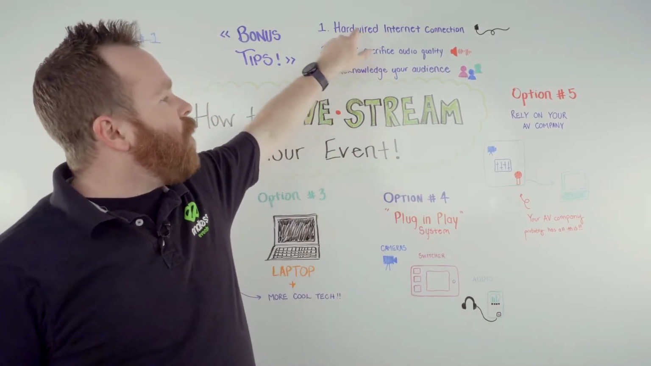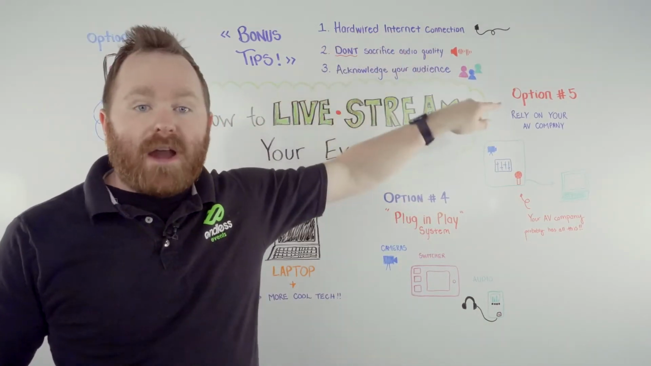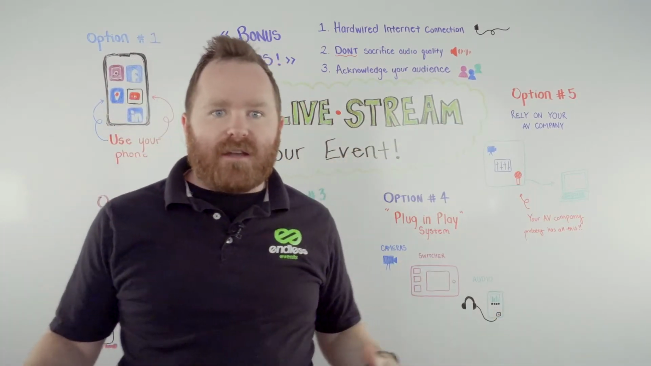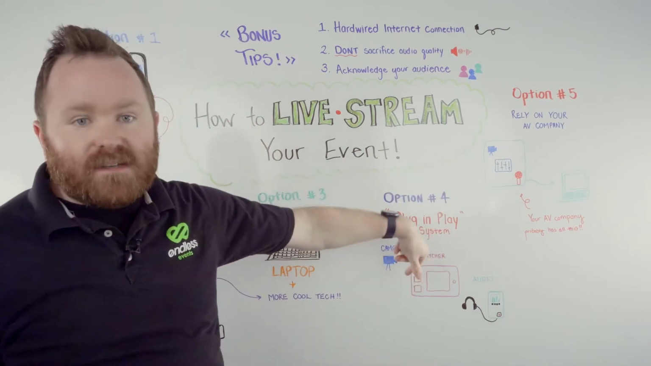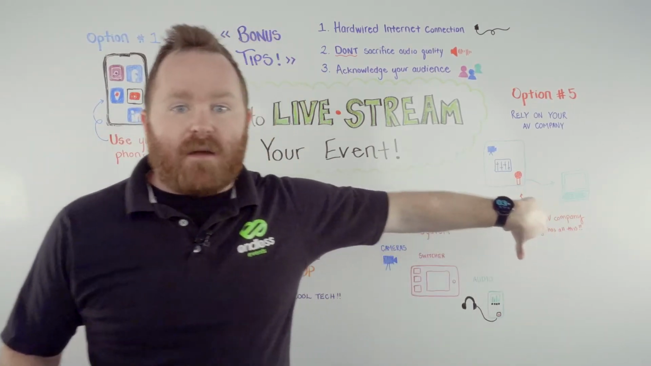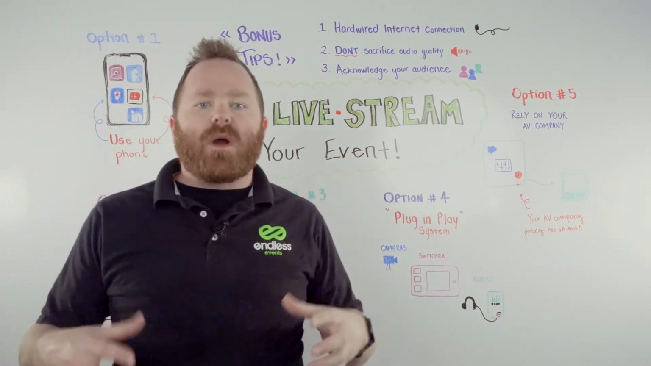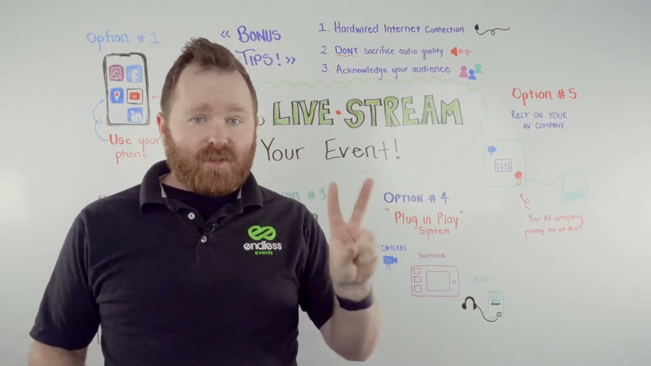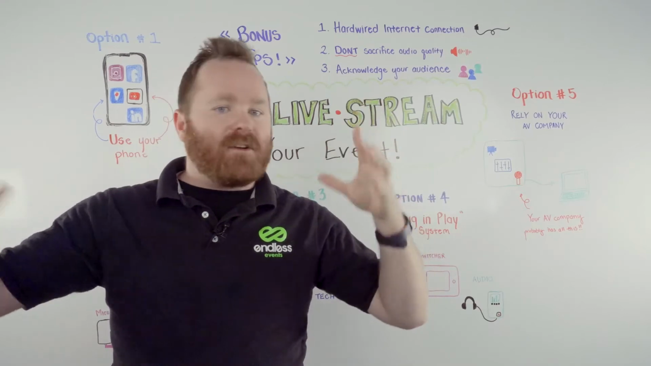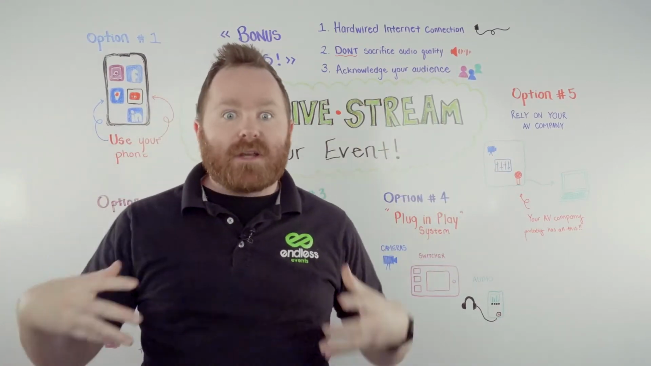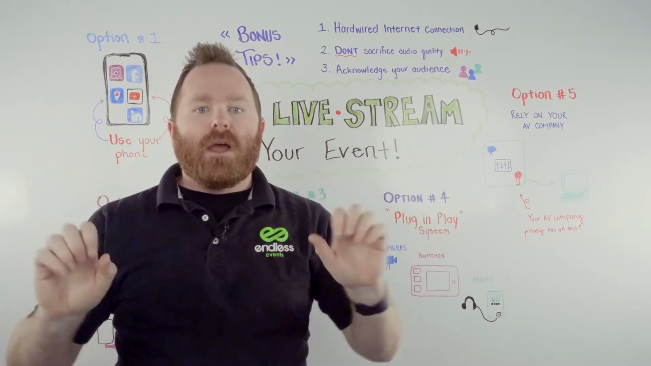So what I recommend you do is always have your internet connection hardwired in to however you are doing your live stream. If your phone allows you to hardwire it in for internet, do that. If your plug-and-play system does, do that. If your AV company has the option to do it, do it. You want to make sure it's hardwired. Reason why? Two things. First of all, hardwire is way more reliable. You don't have to worry about wireless interference, the wireless network going down, anything like that. That can be really freaky.